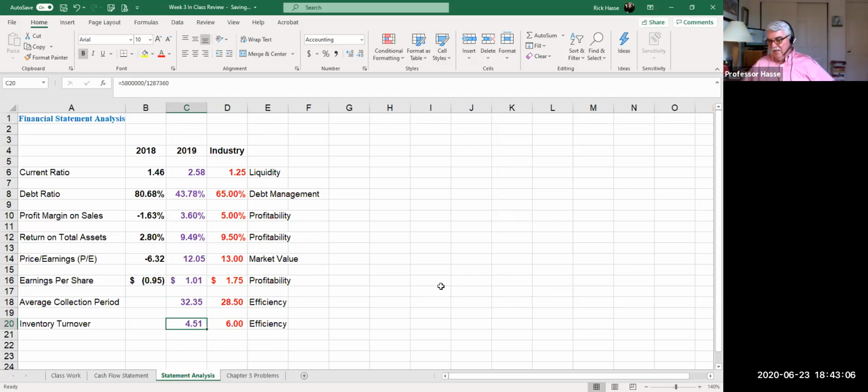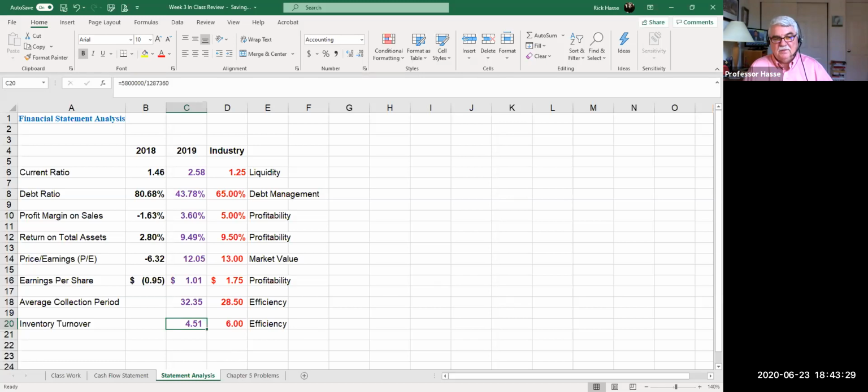For companies like Walmart, their inventory turnover is roughly around 10 or 11. Pretty high. But for this company, it's about 4.5. A little bit lower than the market. So these are indicators of financial statements that help you analyze the data.